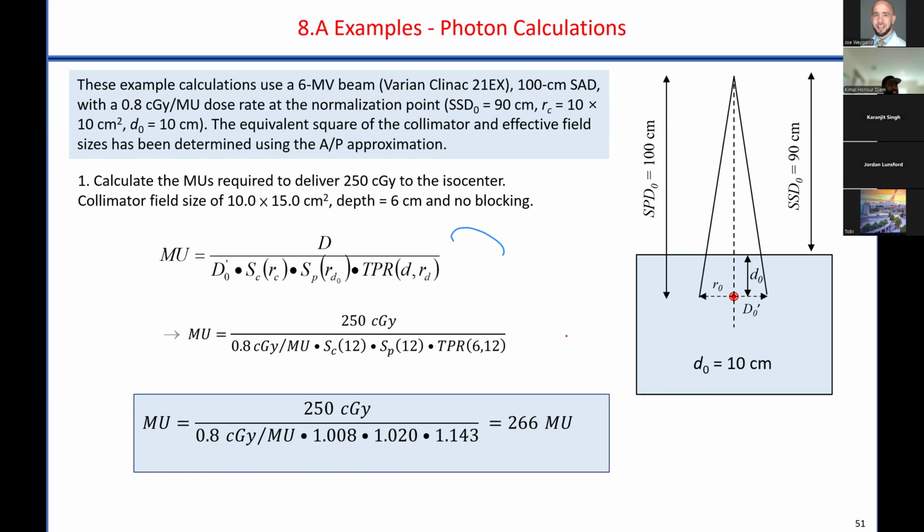266 MUs. The critical point that I want to mention here is when you're doing your calculations, be careful how you define your SP. Remember, SC is defined by the collimator setting, and SP is defined by the field size at depth. Essentially, we use the equivalent square method as well as similar triangles to calculate our equivalent square field at depth.